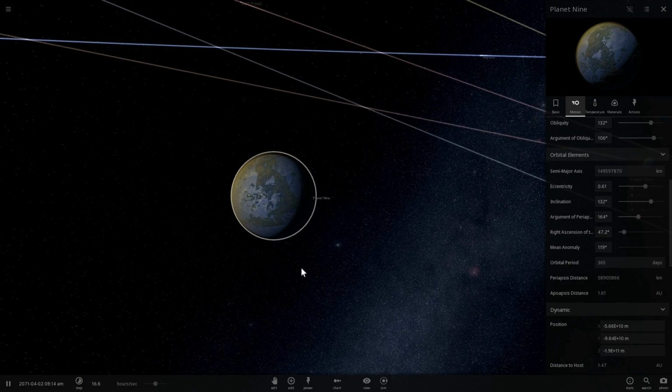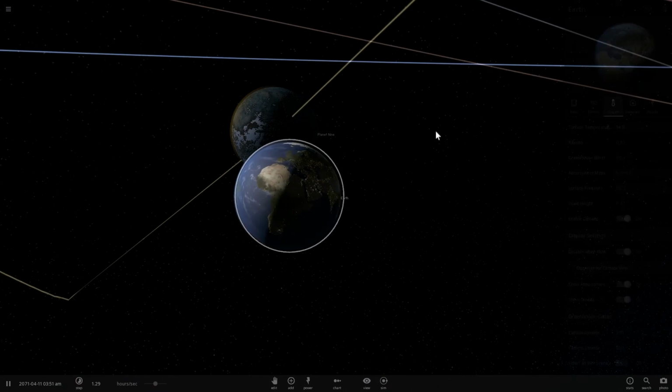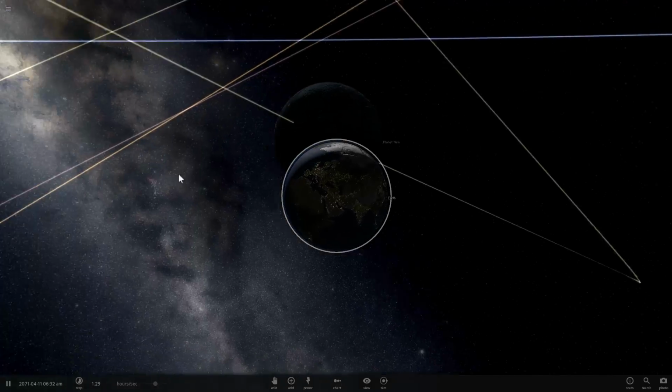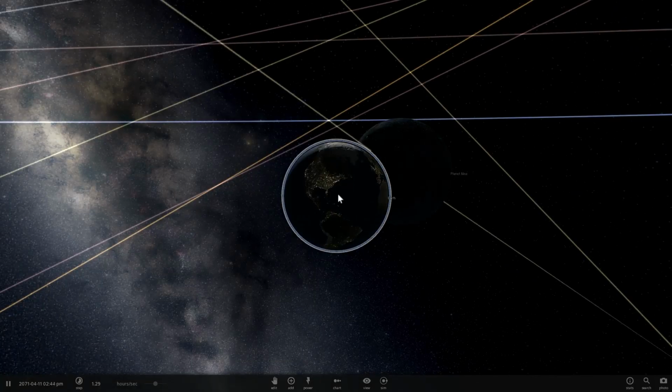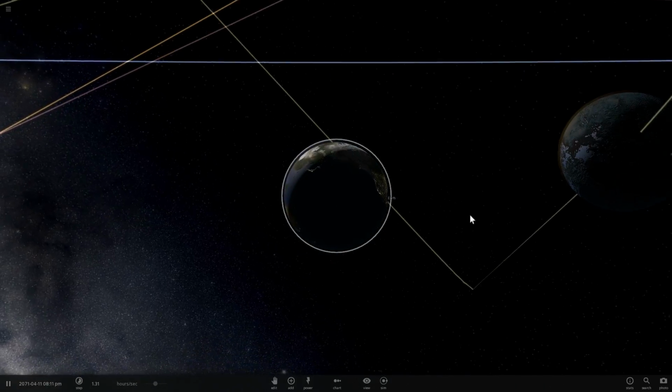Alright, so we're actually at the same distance from the sun as the Earth, and let's just place Earth in here for fun and see what happens. And so this is what Earth would look like next to Planet 9 orbiting around it. What I wanted to do is maybe possibly collide them together, so let's see what happens.